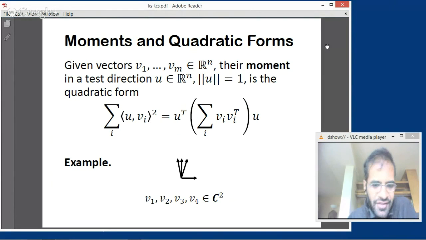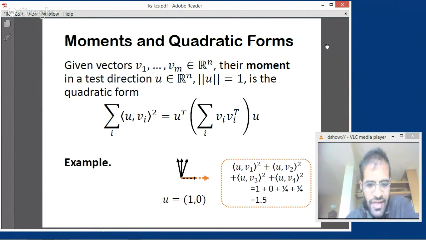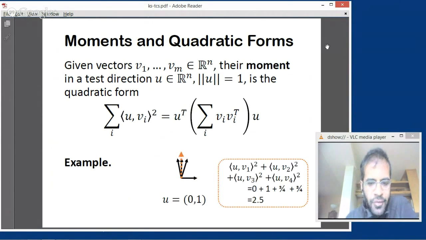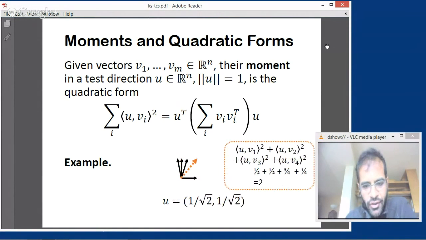So here's an example. You have four vectors in R^2, and I can look at the second moment along the x-axis, so I can compute the projections onto the first coordinate squared, and I get some number. I can compute the second moment in the y-axis, so this is another test vector that's orthogonal to the first one, or I can compute it in any old direction. I can pick any unit vector.